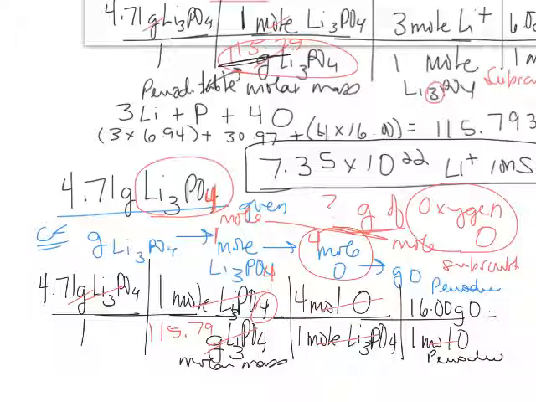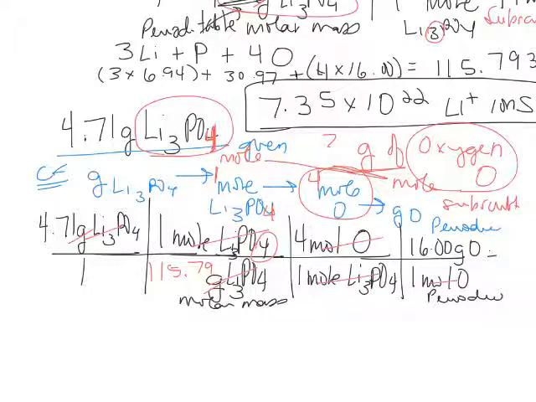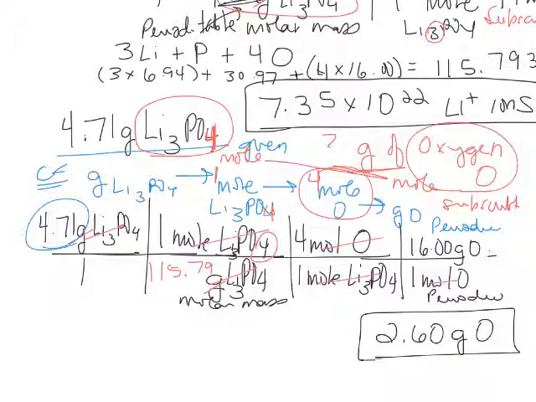And if we put in our calculator 4.71 divided by 115.79 times 4 times 16, you should get the answer. We're going to 3 significant figures because that's what's in our given. You should get the answer 2.60 grams of oxygen.